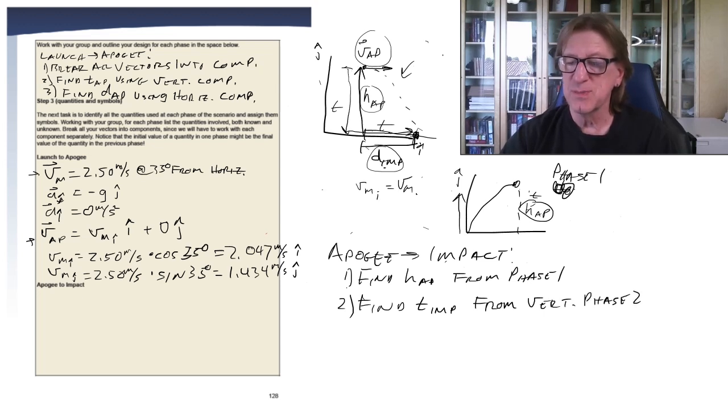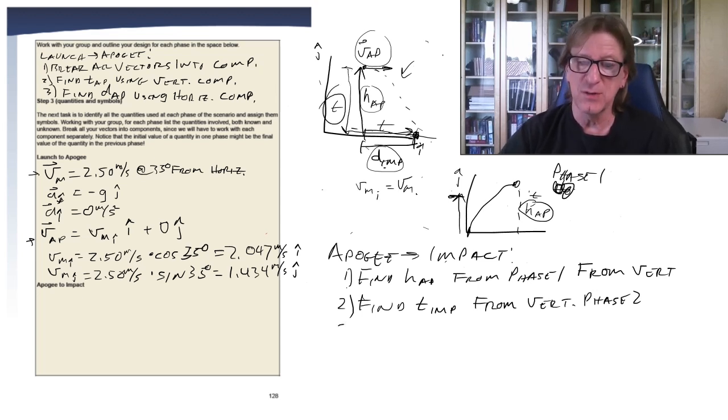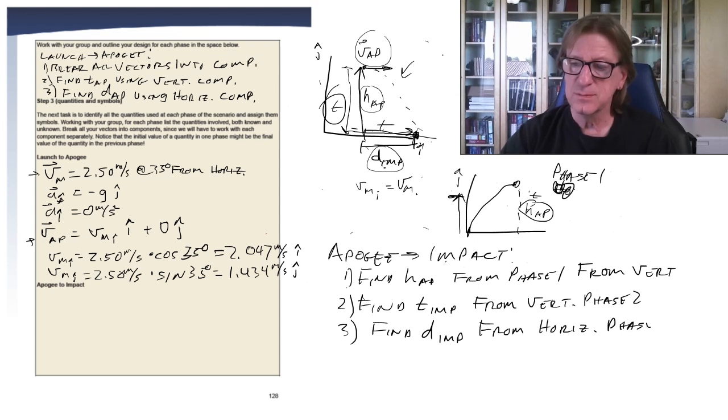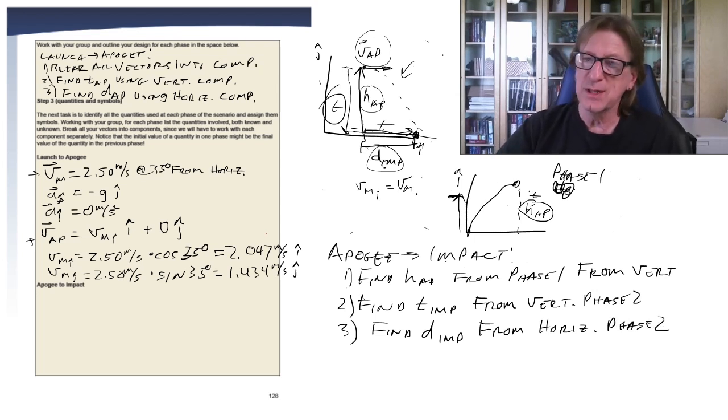And just to remind ourselves, my height is obviously in the vertical direction, but let's go ahead and make that explicit. So from the vertical direction. Okay, once I have that time, I'm going to have my time from here to here. I'm sorry, this one from here to here. That's going to be the same as my time for my horizontal. And so we're going to find d impact, our horizontal distance, from the horizontal part of phase 2. Okay, so that's the plan.